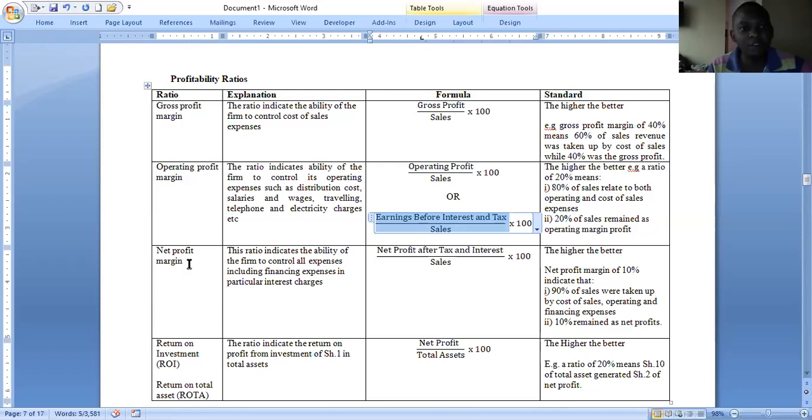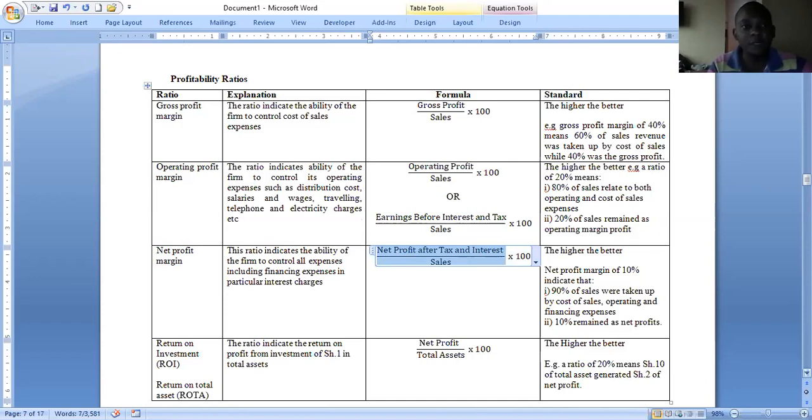And then you have the net profit margin. The net profit margin is also a profitability ratio. It measures the profitability of the business. It's computed by dividing the net profit, or rather the net profit after tax, by sales. The higher the net profit margin, the higher the profitability of the business. Or rather, a high net profit margin indicates a high profitability in the business.